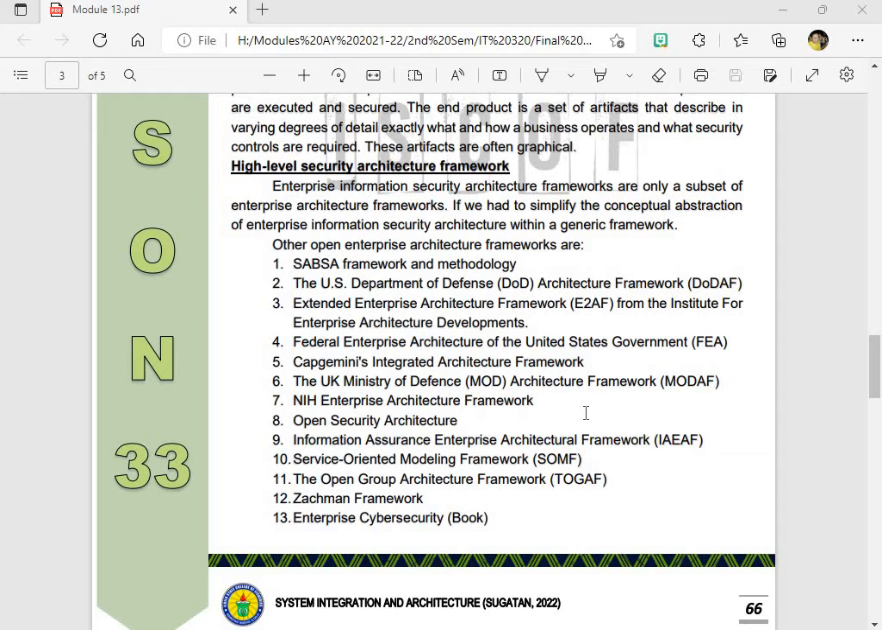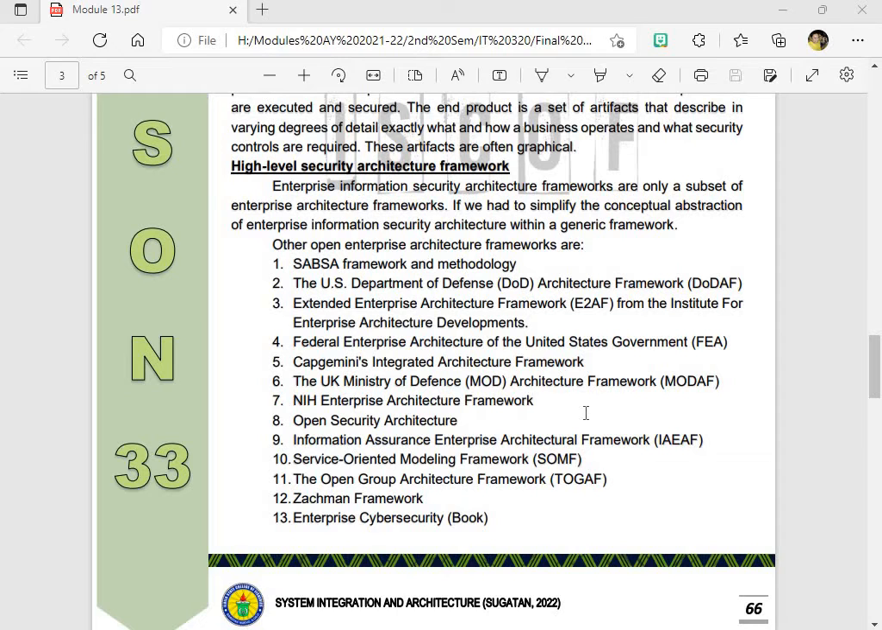Number 5 is Capgemini Integrated Architecture Framework. Capgemini, I think, is international. Then we have the UK Ministry of Defense. This one is exclusive for the United Kingdom. So hands off for that. Number 7 is NIH Enterprise Architecture Framework. NIH, I think, is a Japanese standard.